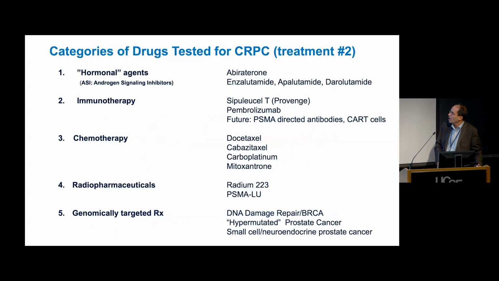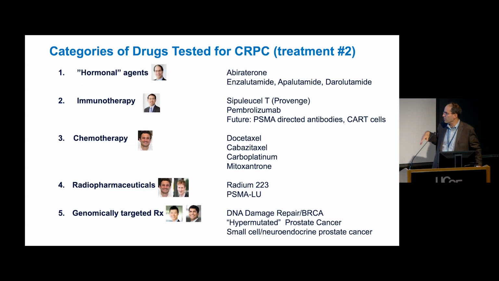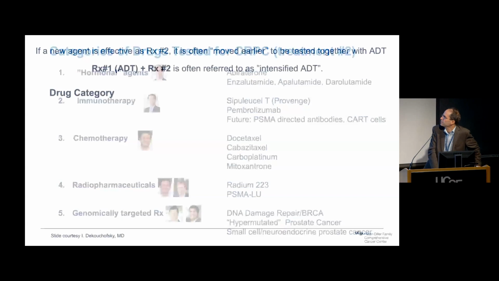So here's a list of categories of drugs in the treatment 2 group. Additional hormone agents, I'm going to talk about immunotherapy, chemotherapy, radiopharmaceuticals, genomically targeted therapy. You're going to hear about all of these, or have heard about these by all these people. So you've already begun to hear about PSMA lutetium, genomically targeted therapy for BRCA deleted patients, you heard about earlier this morning, et cetera. I just wanted to show you that we've tried to cover the waterfront here.